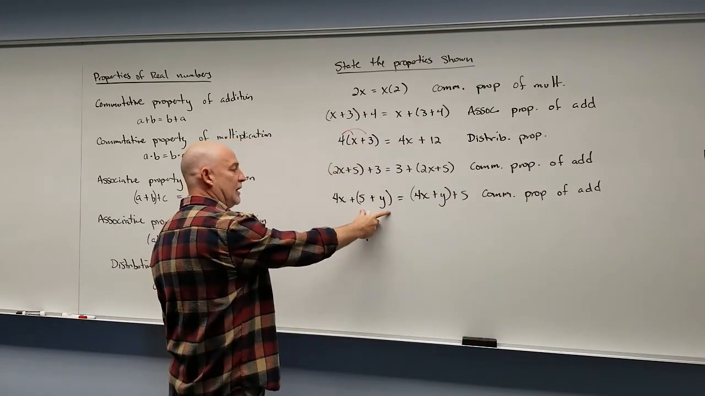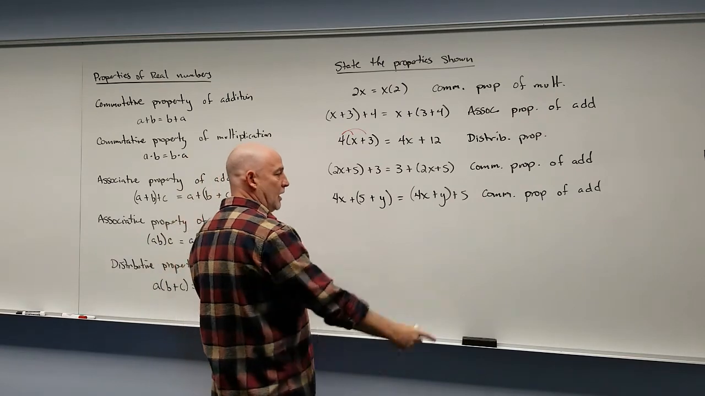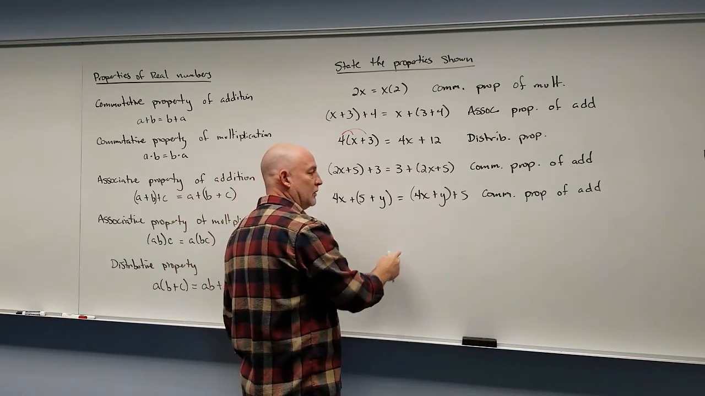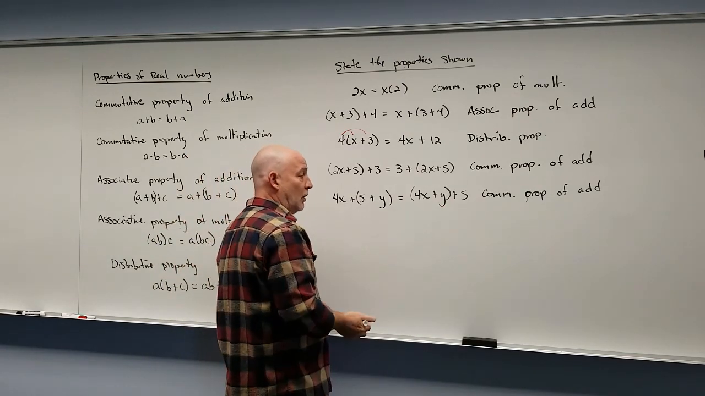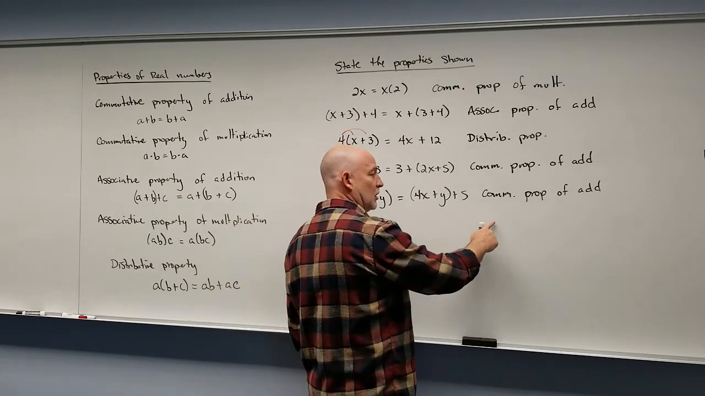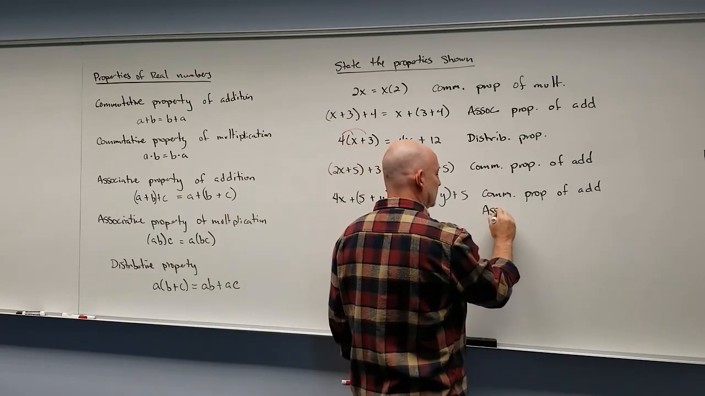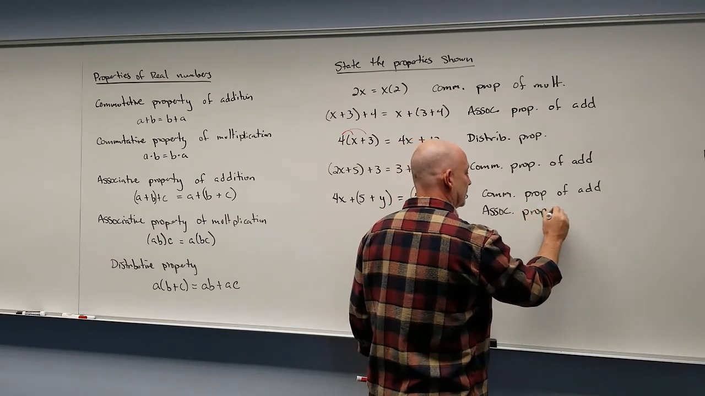All right, did the grouping change? On the left-hand side, I have a 5 and a y grouped together. On the right-hand side, I have a 4x and a y grouped together. So the grouping also changed. So not only is it demonstrating the commutative property, it's also demonstrating the associative property.